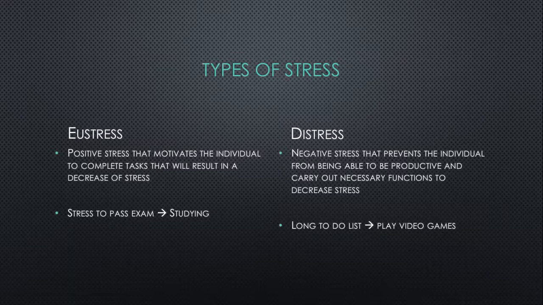So, eustress is the positive stress, and it's stress that motivates us to complete tasks that will result in a decrease of stress. So, it helps to elicit coping. The example for this is if you're feeling stressed to pass an exam, you study to try and reduce that stress. Distress is a negative form of stress that prevents the individual from being able to be productive and to cope as they need to.